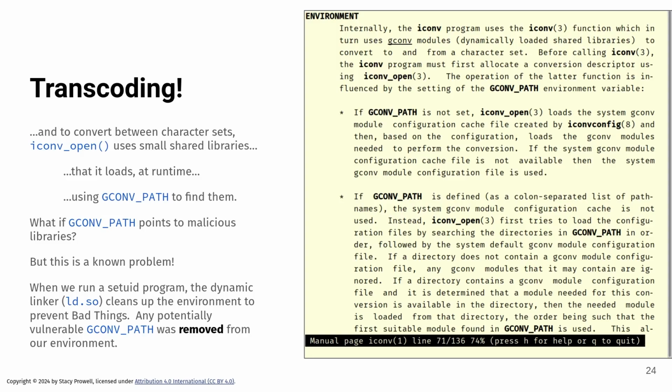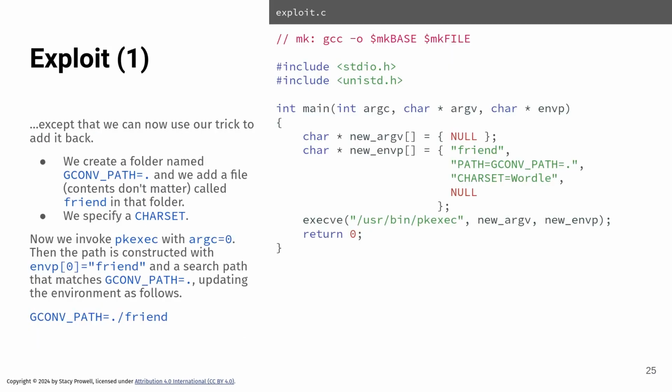This is a known problem. When you run a setuid program, the dynamic linker cleans up the environment, and gconv_path is known to be exploitable, so it's one of the ones the dynamic linker removes, just like LD_PRELOAD. But wait, didn't I say I could use that trick, the zero argument trick, to modify the environment? Yes, I can do that. All right, this is all beginning to come together now.